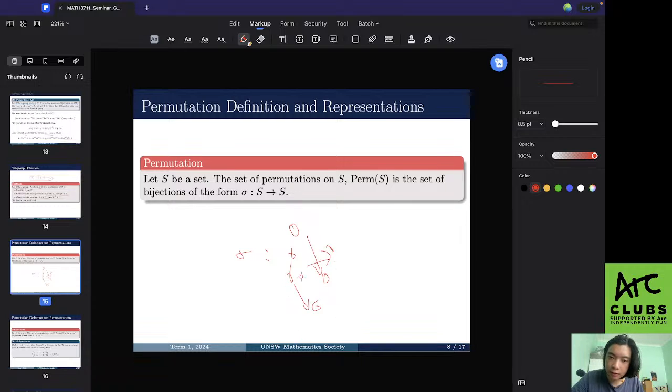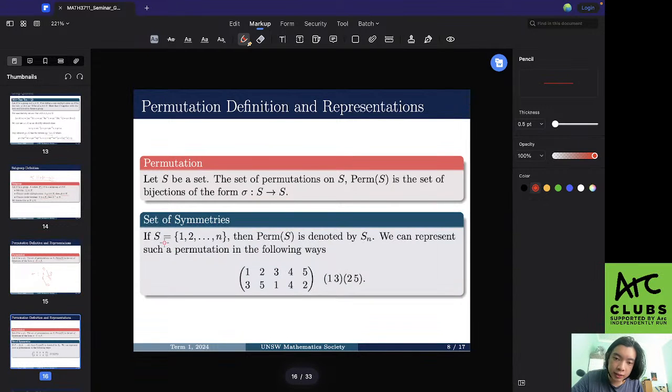on the right-hand side. And so the set of every single bijection of this form is going to be a permutation of S because it permutes the elements. And if our set is the numbers 1 to n, then we can say that perm S is denoted by Sn. So we have two ways to actually denote this.